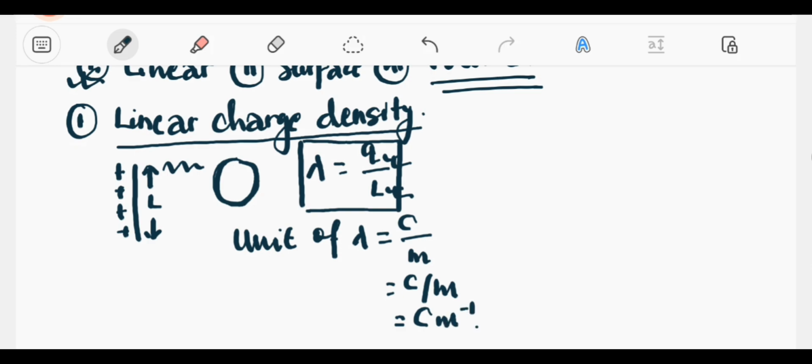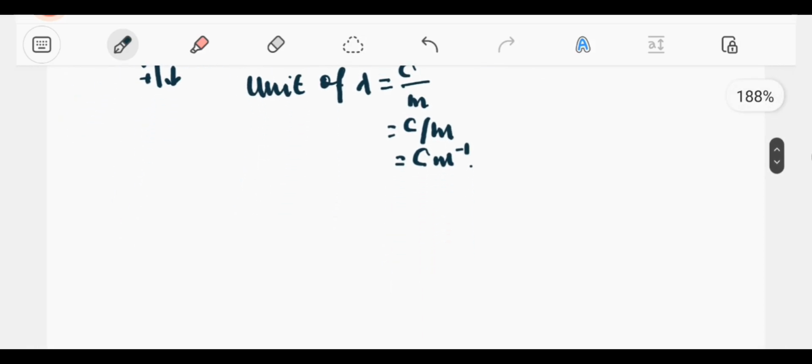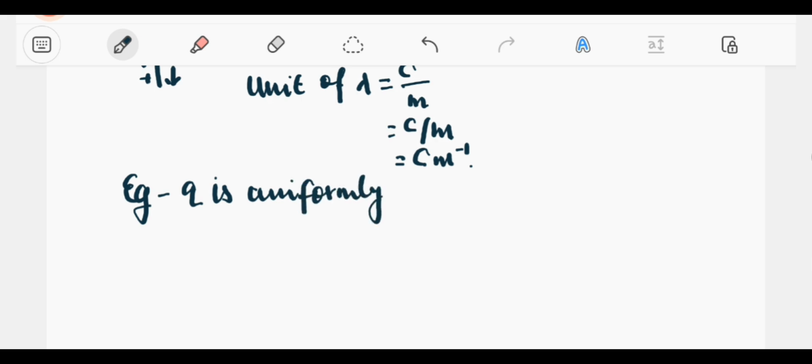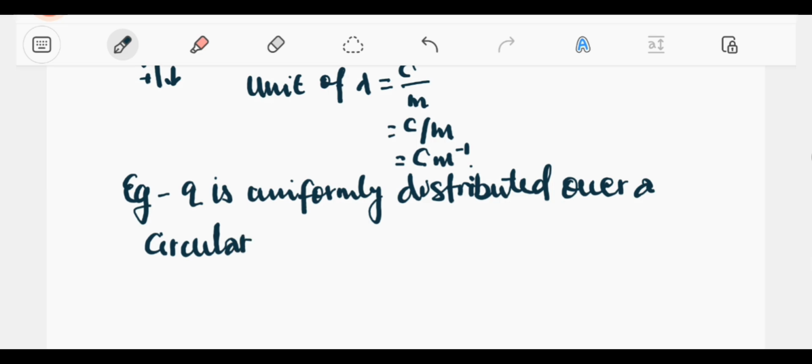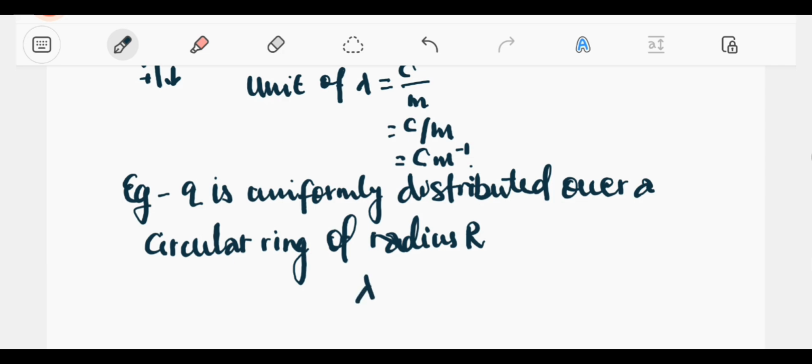Clear with this? Now let us consider an example. Let the charge Q be uniformly distributed over a circular ring of radius capital R. In this case lambda will be equal to charge Q divided by length.